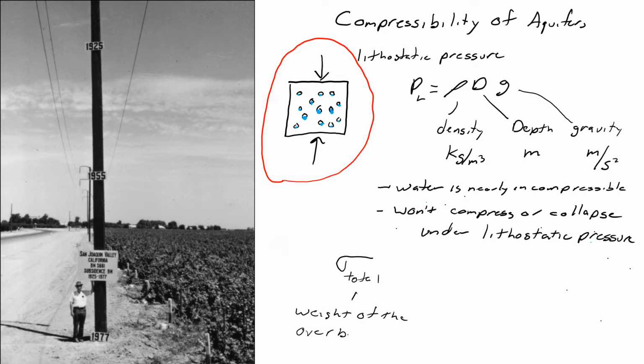So it's the weight of the overburden pressing down on the aquifer. It's trying to collapse that aquifer. But if this is in equilibrium, then that aquifer is fighting back, right? So in those pores, we have some water that's under pressure. So this is the pressure exerted by water.